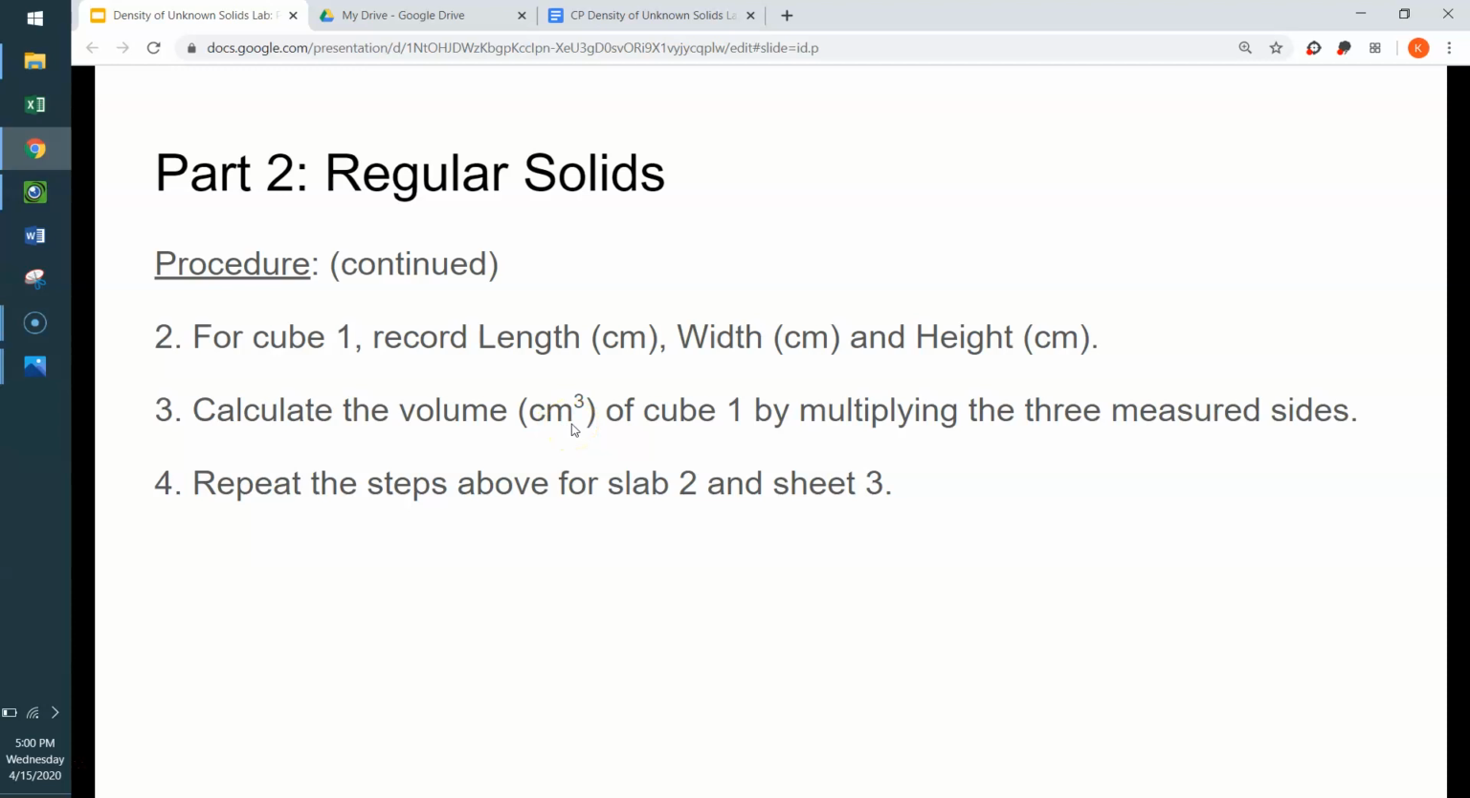Alright, so once you have recorded your length, width, and height for cube 1, you're then going to repeat the steps for the slab and the sheet. Now the sheet is a little difficult because it is very, very thin. So in the pictures for this sheet, I have given you what the width is based on measurements with a caliper, which is a measuring device for very small diameters and objects.